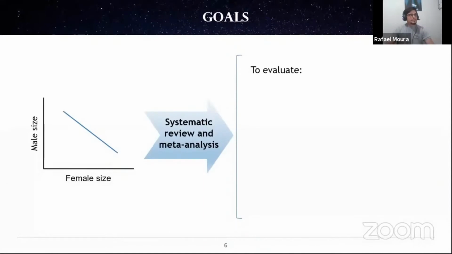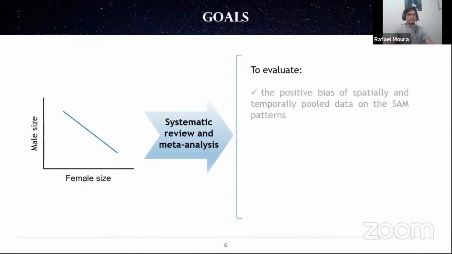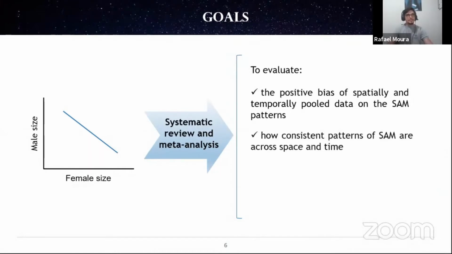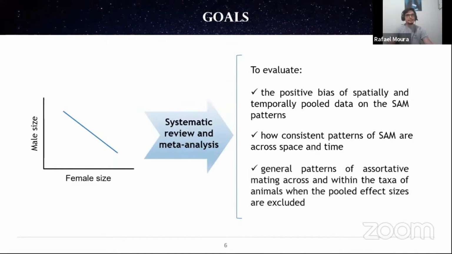to use correlations between mating pairs to perform a systematic review and a meta-analysis to evaluate the positive bias of spatially and temporally pooled data on size-assortative mating patterns, how consistent patterns of size-assortative mating are across space and time, and general patterns of assortative mating across and within the taxa of animals when the pooled effect sizes are excluded.